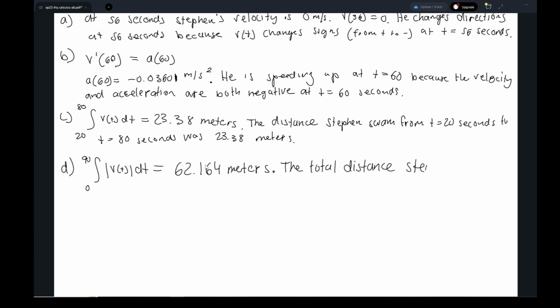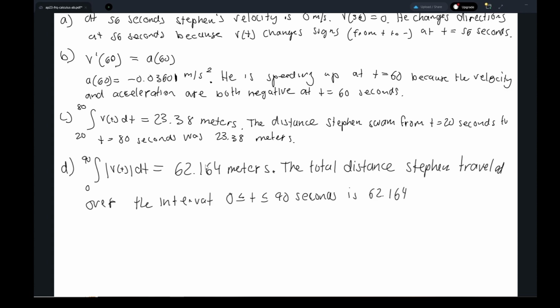And then I have to state this, that the total distance Stephen traveled over the interval 0 less than or equal to t, which is less than or equal to 90 seconds, is 62.164 meters. Right, and that's part D. That's all you need to know.